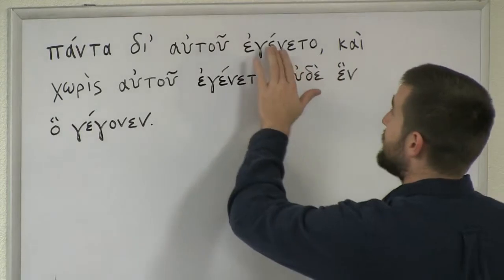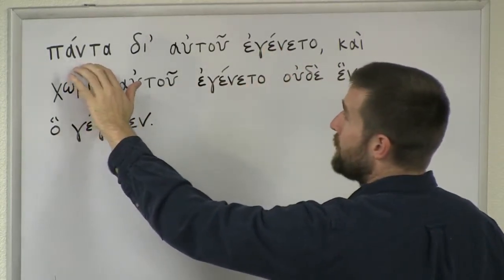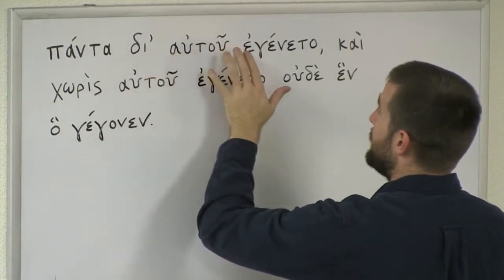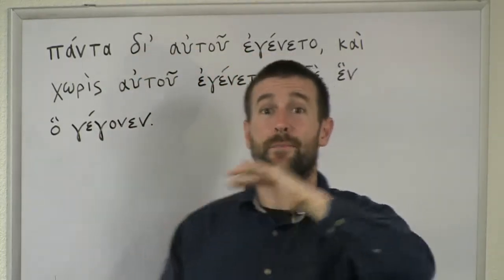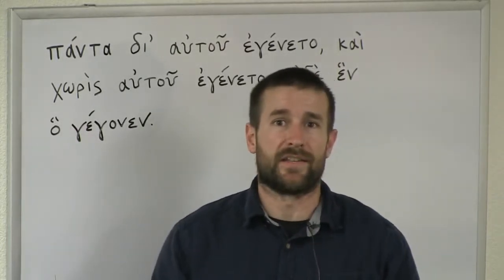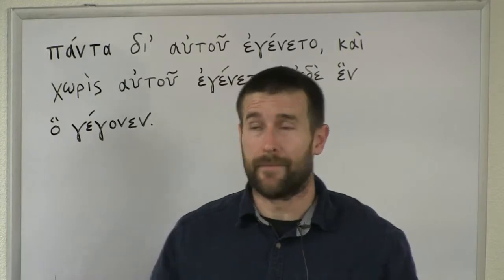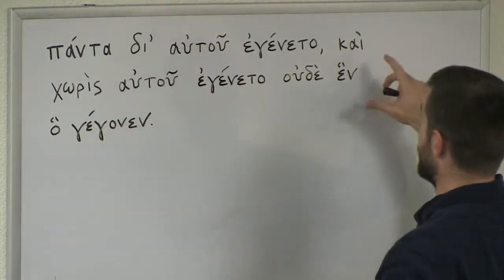But in this case, it means came into being. So what this is saying is panda, all things, διαυτού, by him, αγένετο, came into being. So all things came into being by him. So we would translate that into English as all things were made by him. So that's what that first phrase means. Let's move on to the next half of the verse.